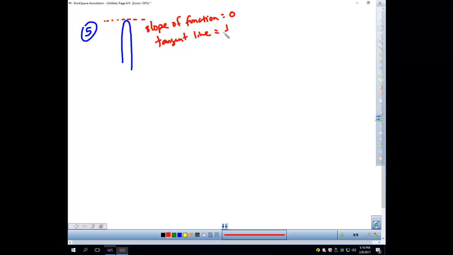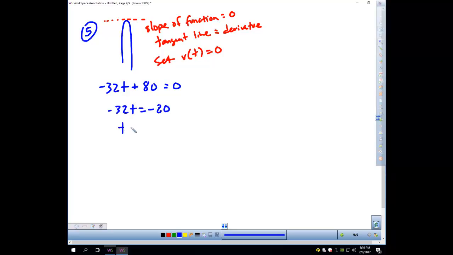So think about that for a second. Slope of the tangent line is the derivative. So if I set our derivative, or our velocity function, to 0, I should be able to figure out when that happened. So if I set v of t equal to 0 and I solve that for t, I get t equals 2.5. What does that mean? It means that 2.5 seconds after I let go of the ball, it reached its maximum height. And so now if I take that 2.5 and I plug it into my position function now, right?